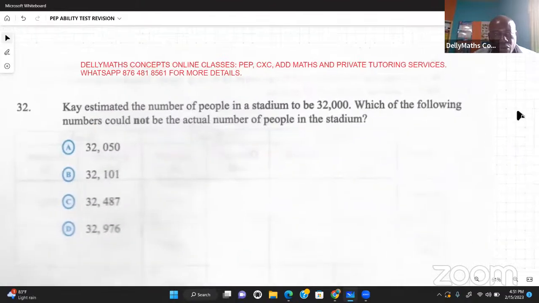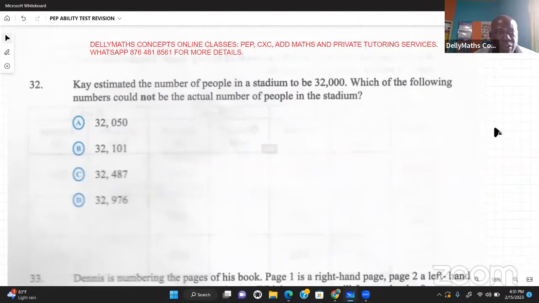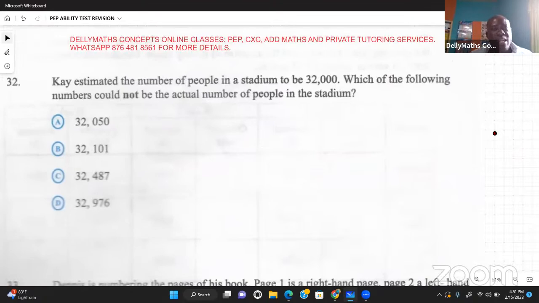All right, let's go to question 32. Let's see what 32 is saying. It says, K estimated the number of people in a stadium to be 32,000. Which of the following numbers could not, this is the word, could not be the actual number of people in the stadium? Three of them could be the number, one of them could not be.